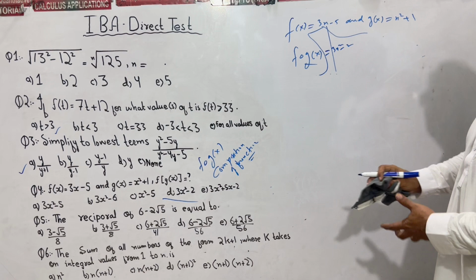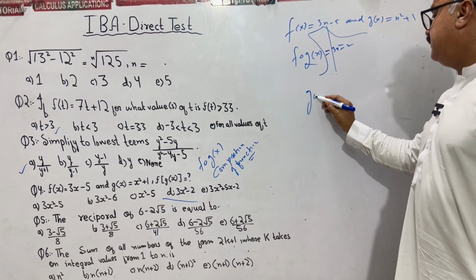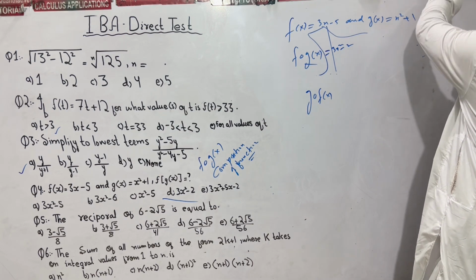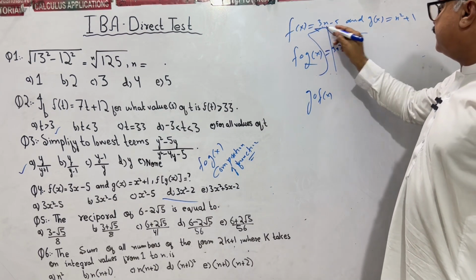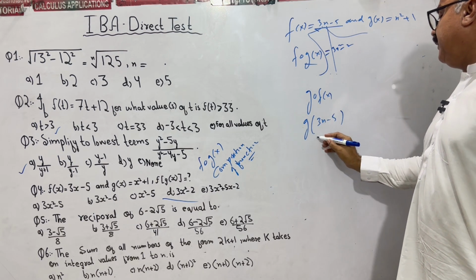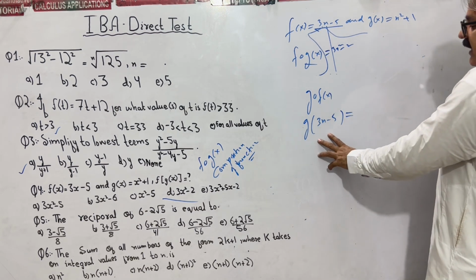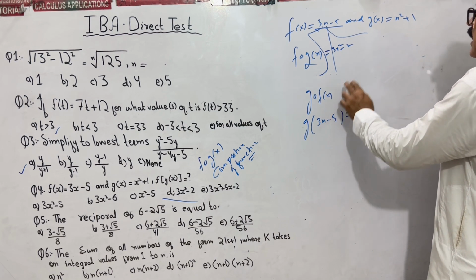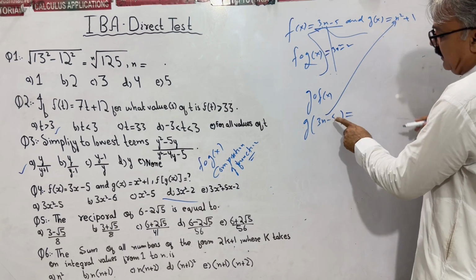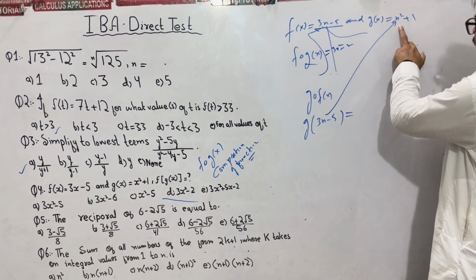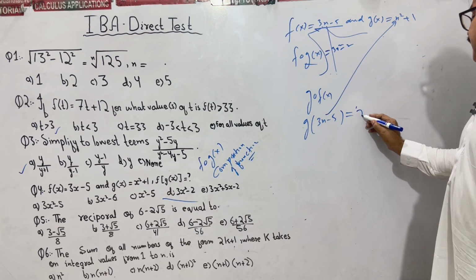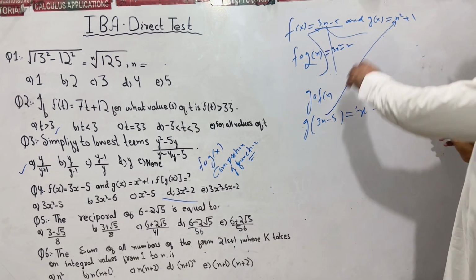G o f. F o g we have calculated. Now g o f, g of f of x. What is the value of f of x? That's 3x minus 1. Instead of f of x, switch in 3x minus 1. Now here in g of x, we have to switch. Instead of x, we have to write 3x minus 1. The original function is x square plus 1.